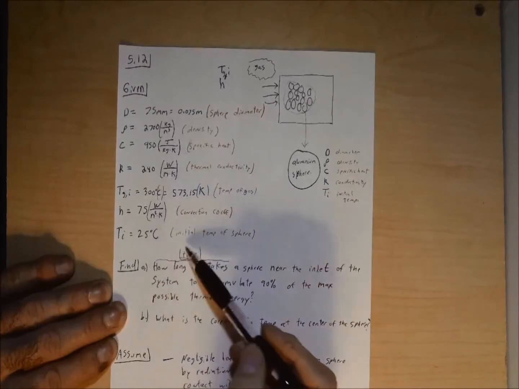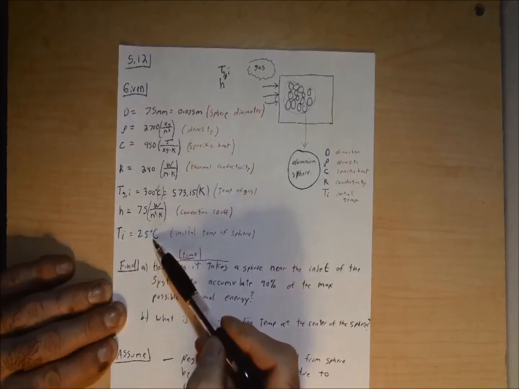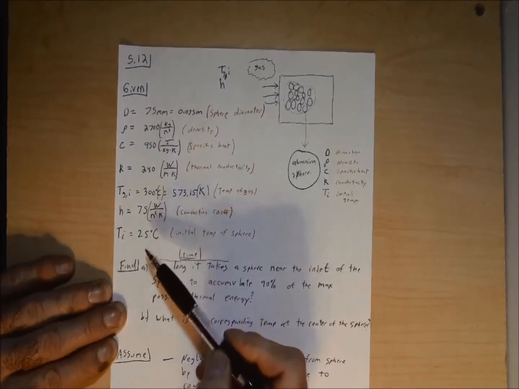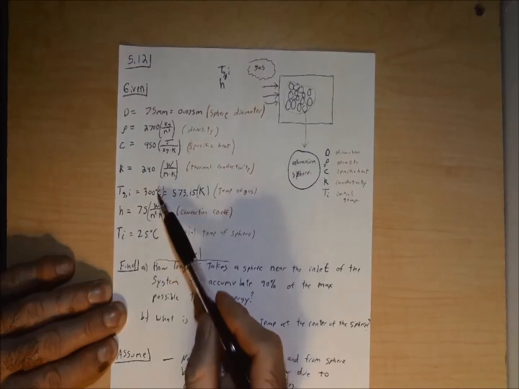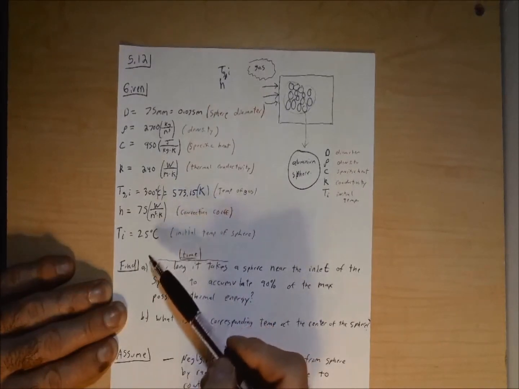And I have my initial temperature of the sphere, T sub I, is equal to 25 degrees Celsius. And again, I may want to convert that to Kelvin as well, right from the beginning there, and not leave it in Celsius. If we're doing a difference in the temperatures, sometimes it doesn't matter if we do the difference in Celsius or the difference in Kelvin, but it doesn't hurt to always convert that to Kelvin in both spots to have it readily available for us.